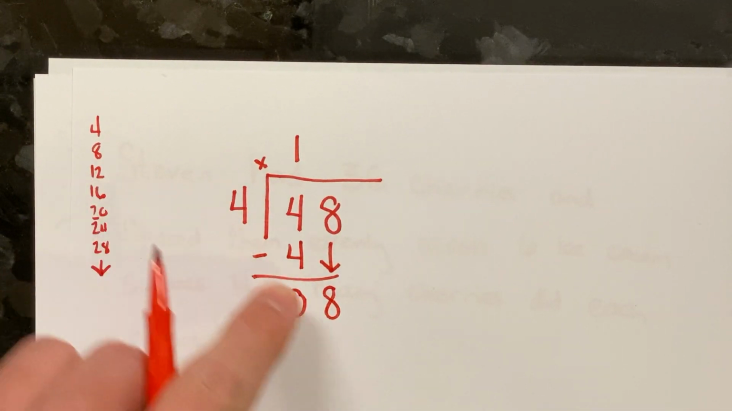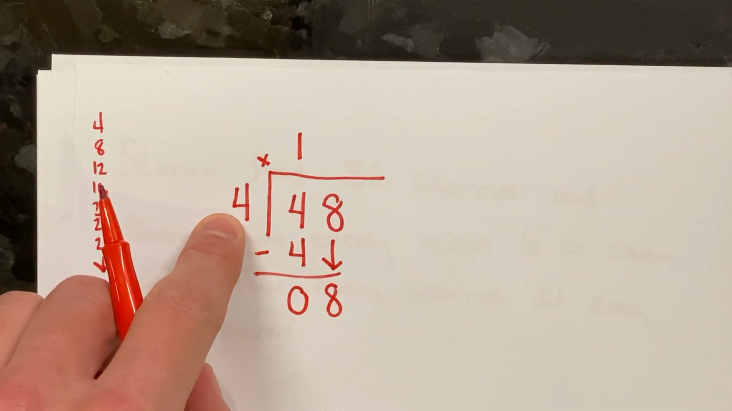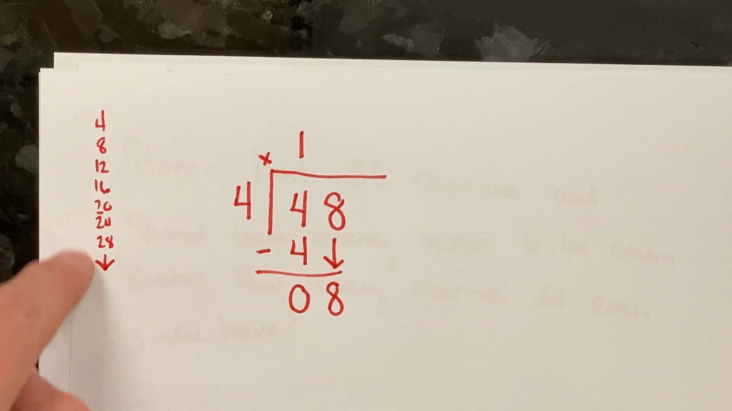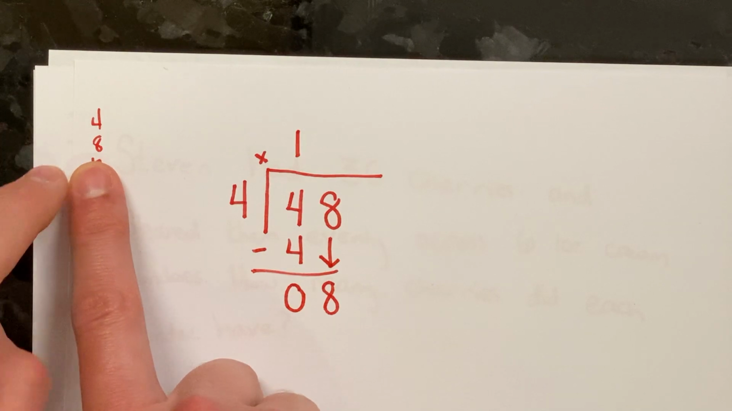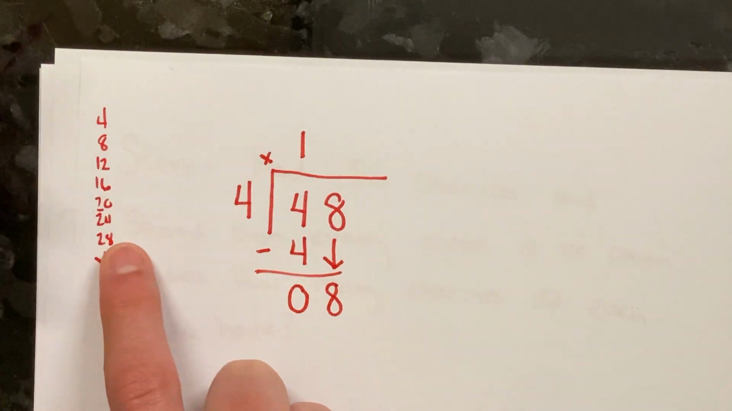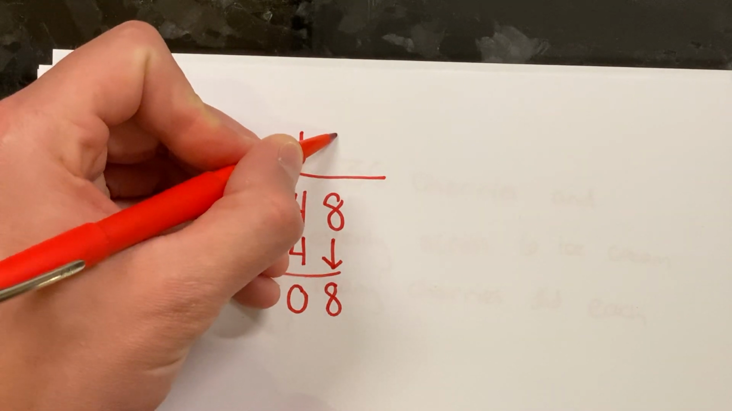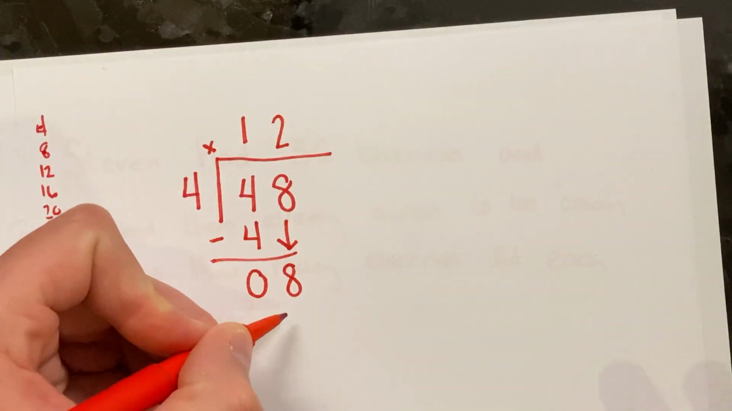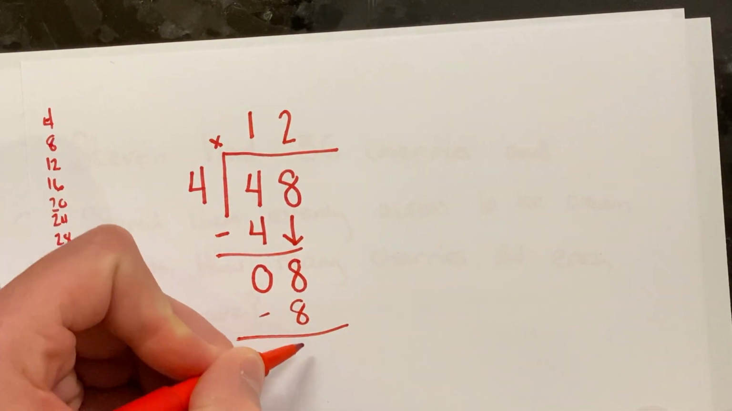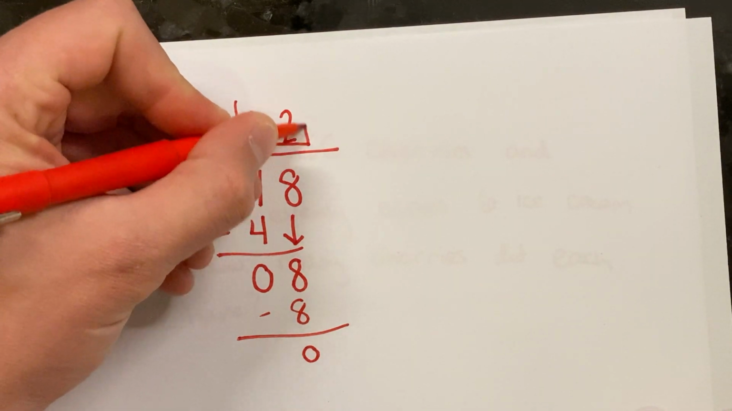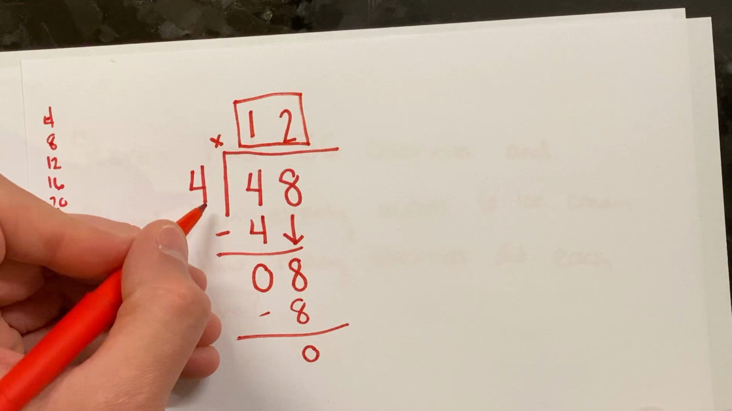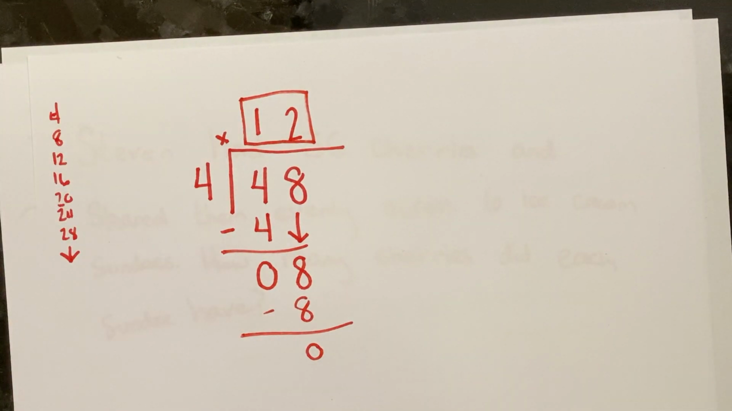Now I have the division problem of 8 divided by 4. Looking at all the jobs that 4 knows how to do, 4 can get as close to 8. Well, here we go. It's a direct hit. 4 times 1, 2. 4 times 2 gives me 8. When I subtract, I have 0 that remains. So my final answer here is 12. 48 divided by 4 is 12.